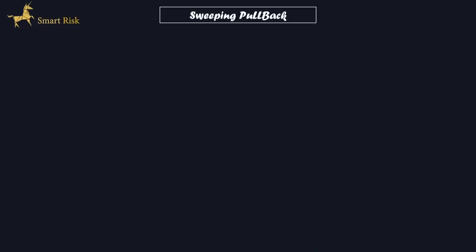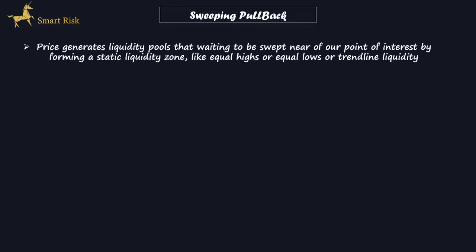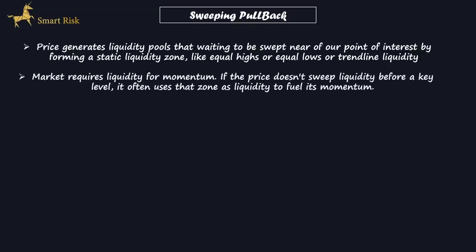In this type of pullback, price generates liquidity pools waiting to be swept near our point of interest by forming a static liquidity zone, like equal highs, equal lows, or trendline liquidity. Recognizing a liquidity sweep pattern before the price reaches our point of interest is crucial. This pattern confirms the strength of our supply or demand area. We use liquidity sweeps as a confirmation factor. The idea is simple. Market requires liquidity for momentum. If the price doesn't sweep liquidity before a key level, it often uses that zone as liquidity to fuel its momentum.